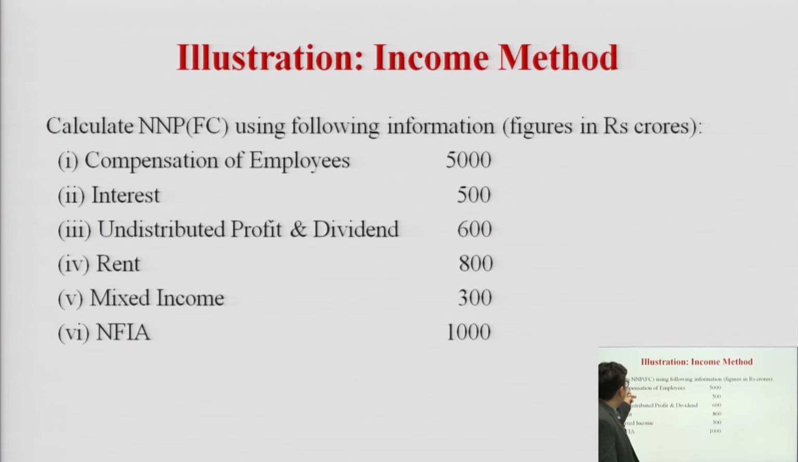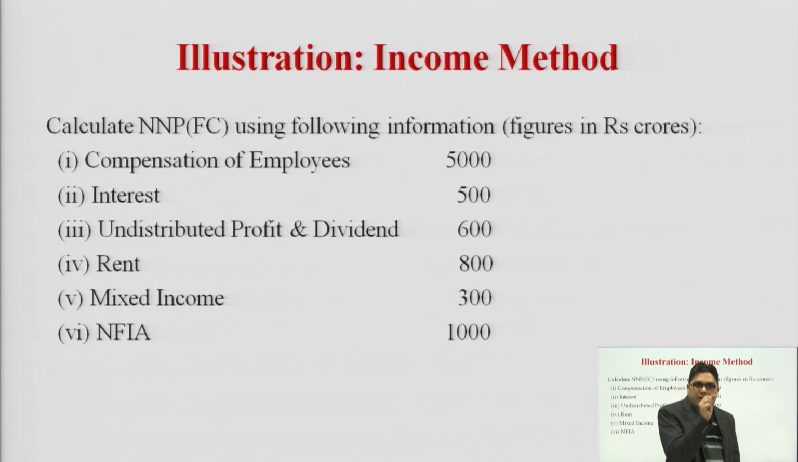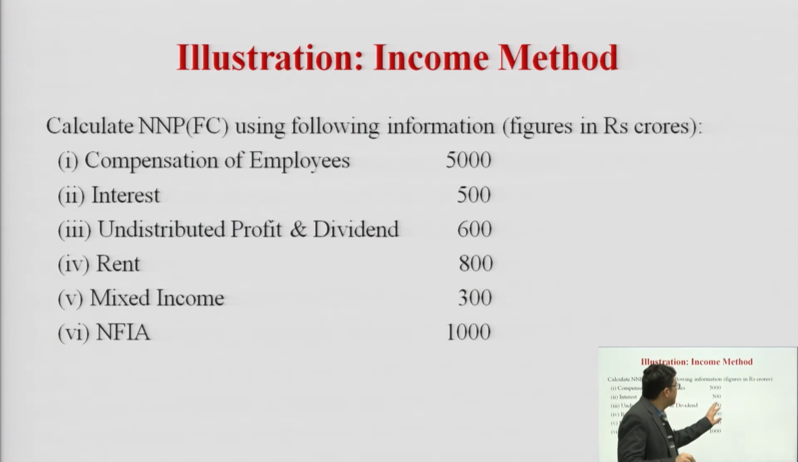Calculate NNP at FC using the following information, figures in crore. Now, we need to be very careful while we calculate national income through the product method. Our value will be GDP at MP. When we calculate national income by the income method, we will reach NDP, net domestic product at factor cost. So, by the income method we will reach NDP at FC, and we have to reach NNP, net national product, using the following information.